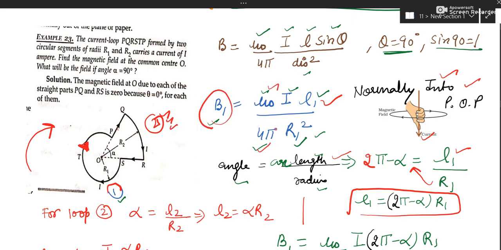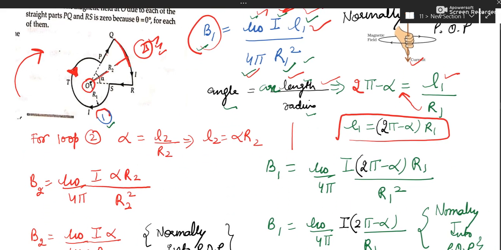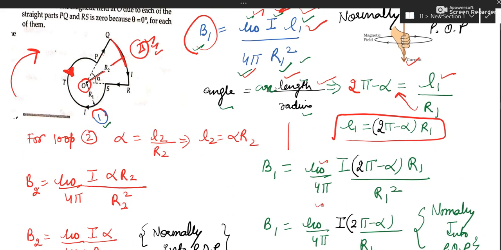Mu naught by 4 pi. Second current is the same, L2 by R2 square. Can you see R2? Yes. This portion is R2 away from O. So we'll write that formula. Mu naught by 4 pi. Sorry, this is B1: mu naught by 4 pi I.